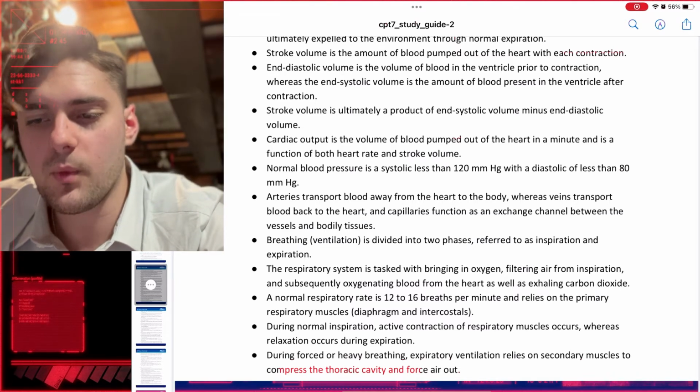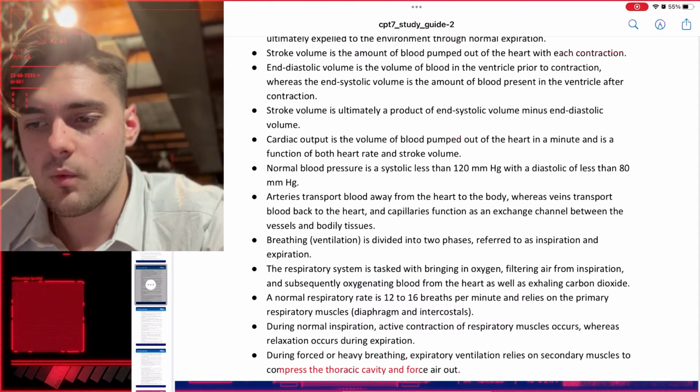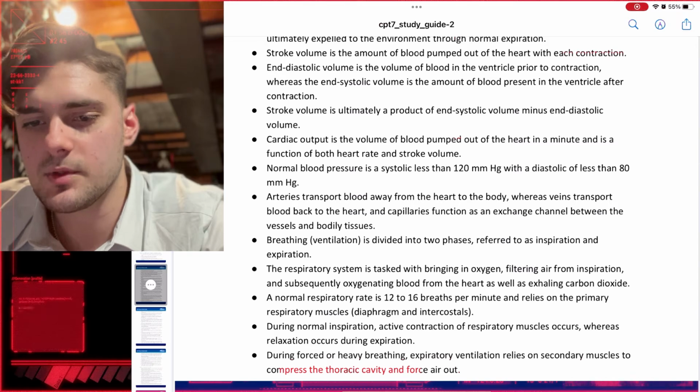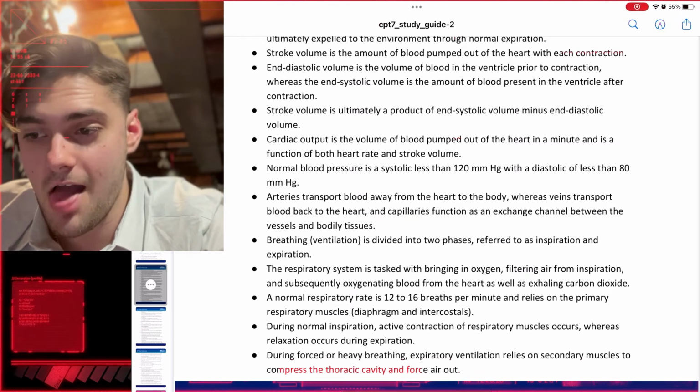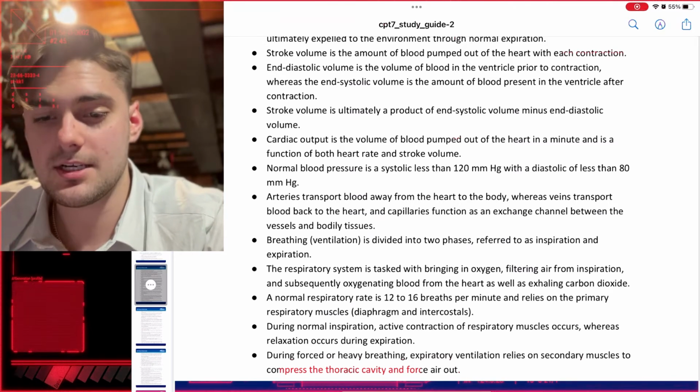Arteries transport blood away from the heart to the body, whereas veins transport blood back into the heart, and capillaries function as an exchange channel between the vessels and bodily tissues.